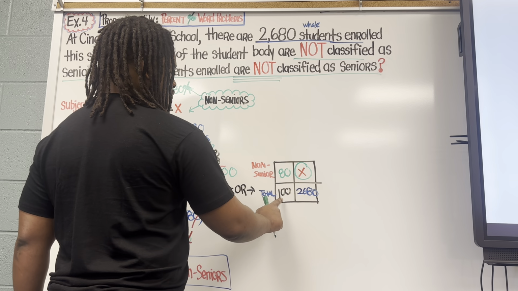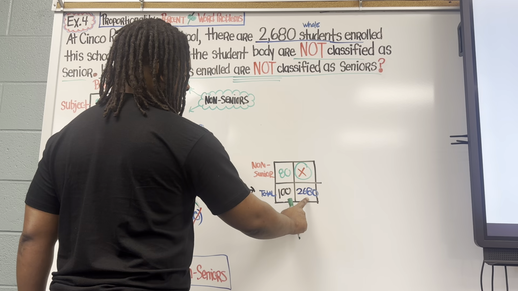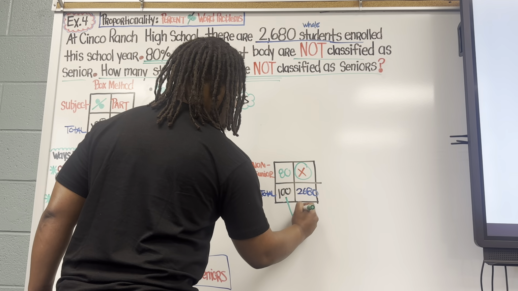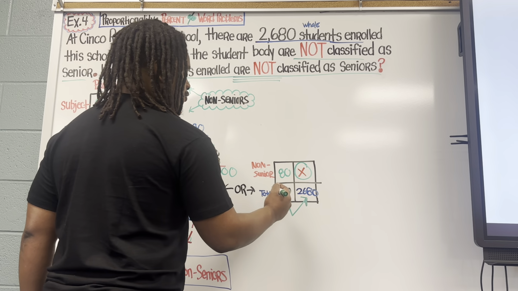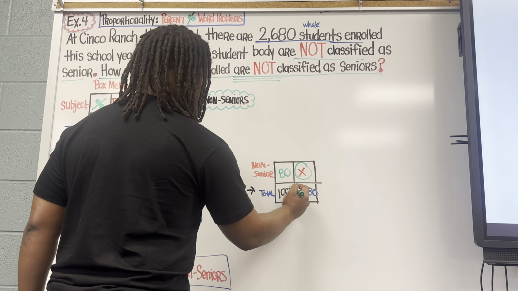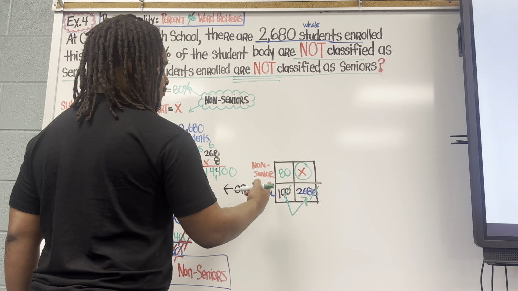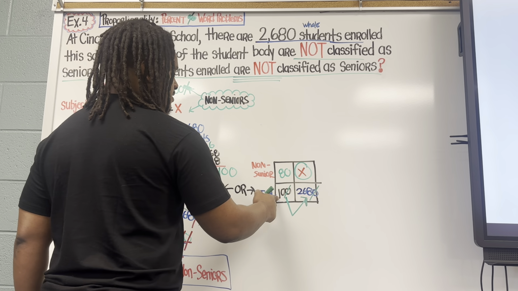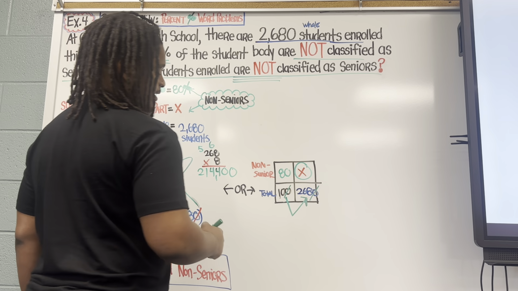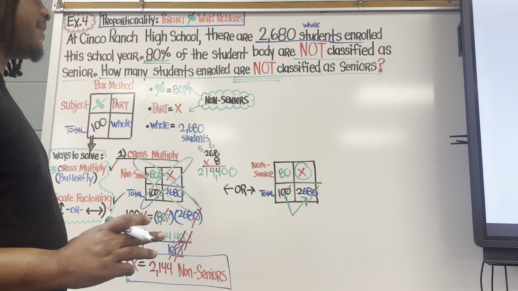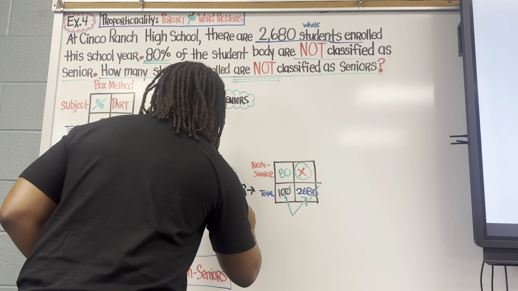I can either go from bottom to top, or I can go from left to right. I'm going to go from left to right, guys, because I know that if I cross out a 0 and a 0 here, I can see what I multiplied 10 by, or 100 by, to get to 2,680, okay? So that's all I did, guys. I just crossed out those zeros.